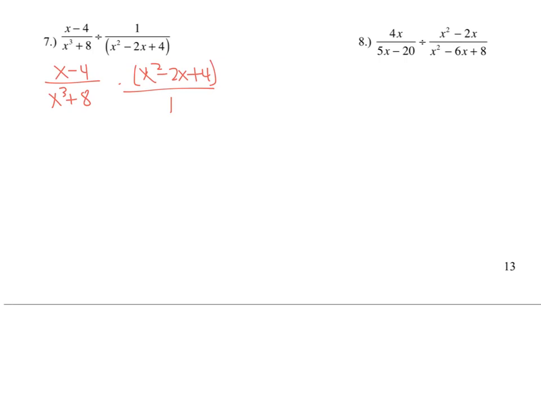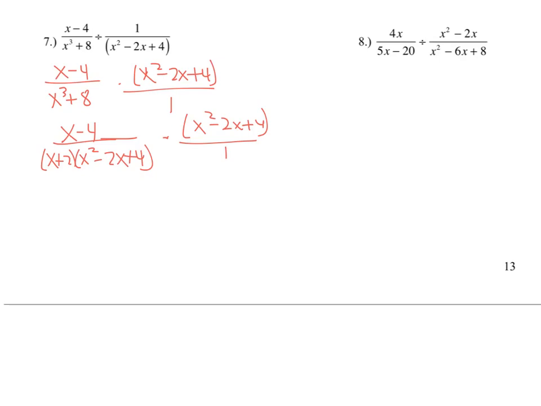And now I've got a factor. So on my first fraction, x minus 4 is as factored as it can be. In the bottom, you've got the sum of cubes. So you know that a is x, b is 2. So you'll get x plus 2 times x squared minus 2x plus 4. And we're multiplying that by x squared minus 2x plus 4.